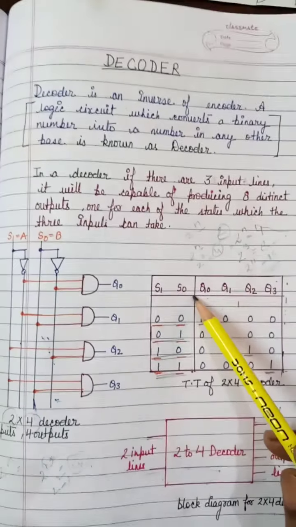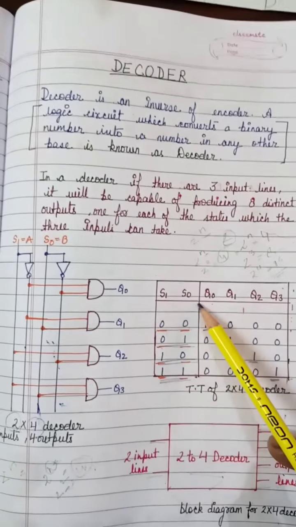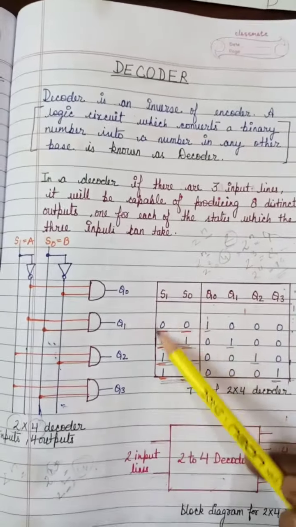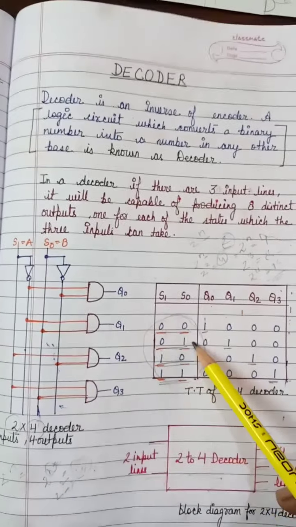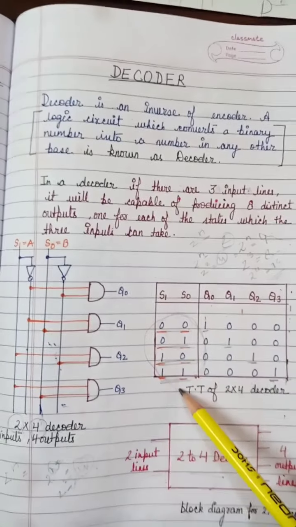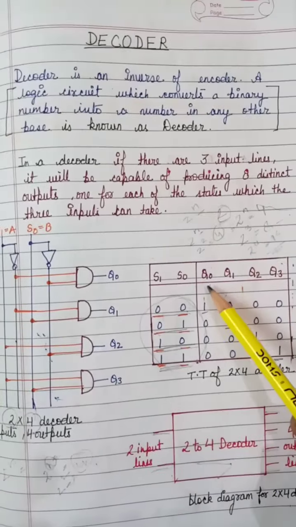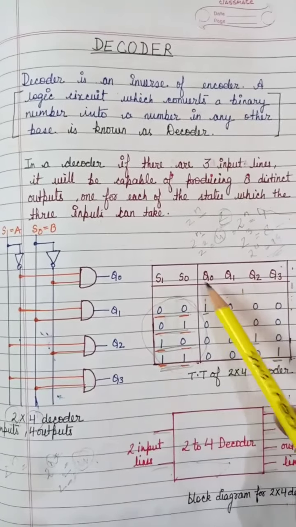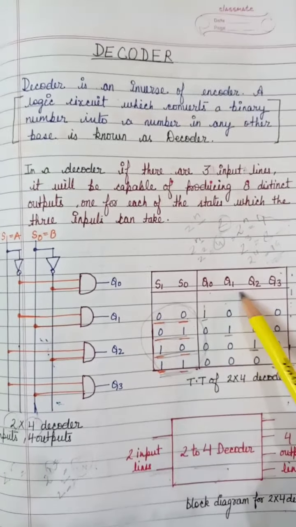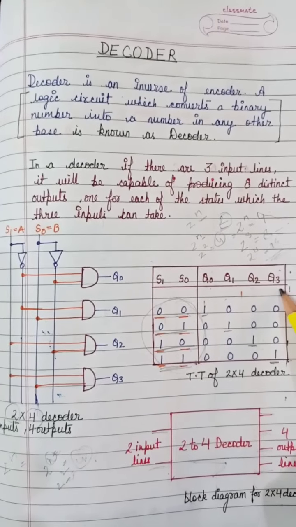Now come to truth table of 2 to 4 decoder. 2 input lines, so there will be a column of input lines. For 2 bits there will be total 4 combinations: 0, 0, 0, 1, 1, 0, 1, 1. And 4 output lines, output line columns will be there: Q0, Q1, Q2, Q3.